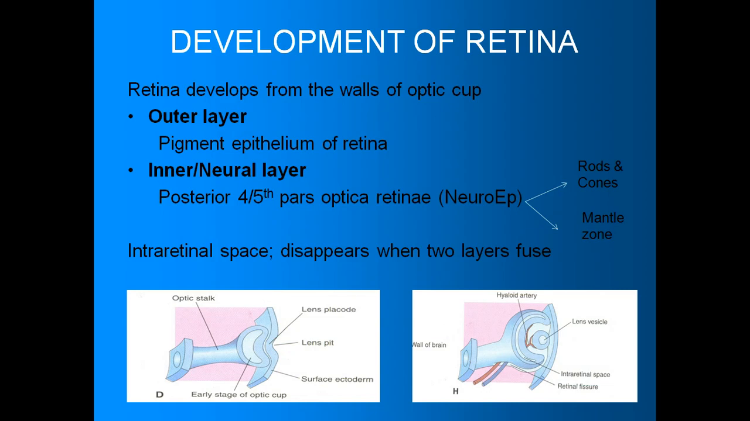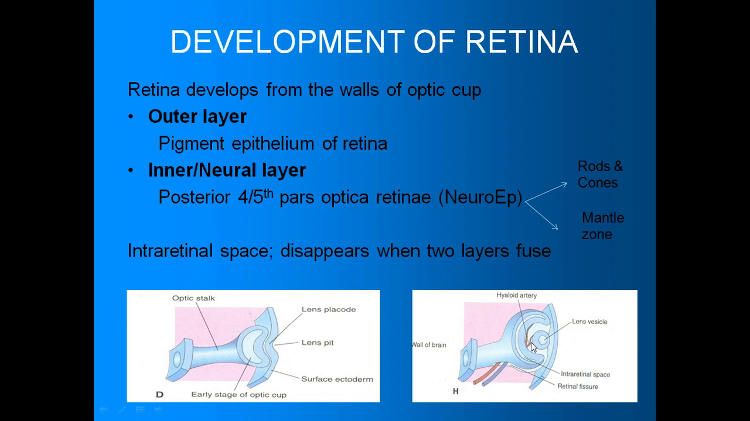So in summary, the development of the retina: the outer layer of the optic cup gives rise to the retinal pigment epithelium, whereas the inner layer of the optic cup gives rise to the remaining 9 layers of the retina. The intraretinal space disappears. So there is a fusion between the outer layer of the optic cup, you can see that here, and the inner layer of the optic cup.